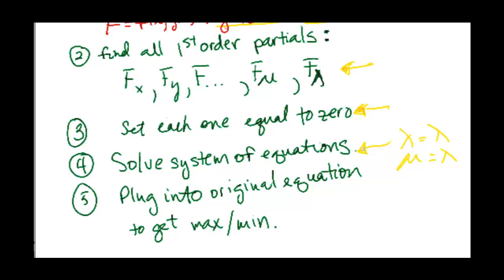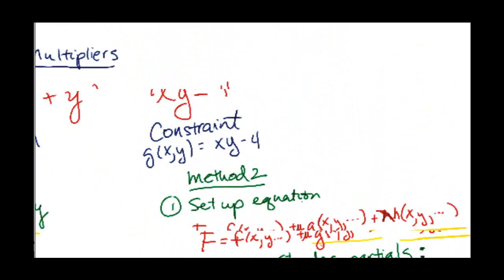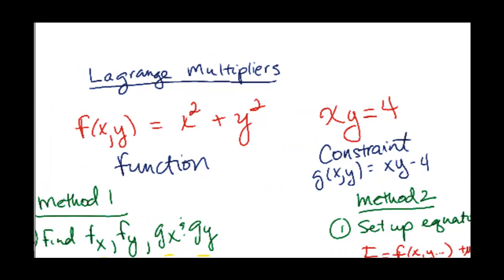Then you're going to get a bunch of critical points, and you're going to again plug into your original equation, the f of xy, the little f, not the big one that you plugged in, to determine which one's a max or a min. Okay, so that's the Lagrange multipliers concept in a nutshell.